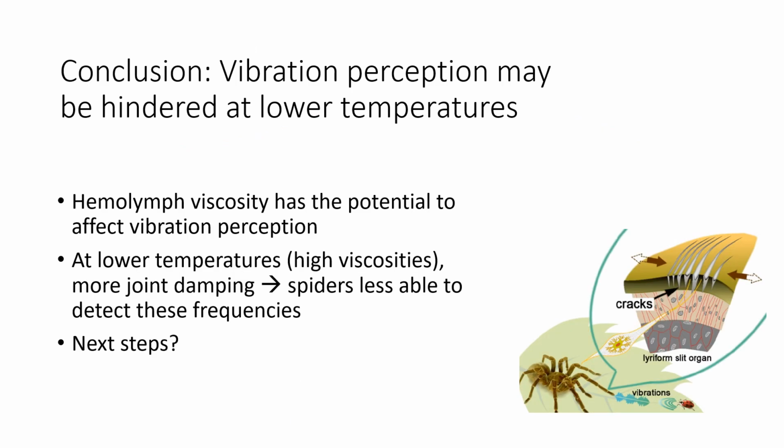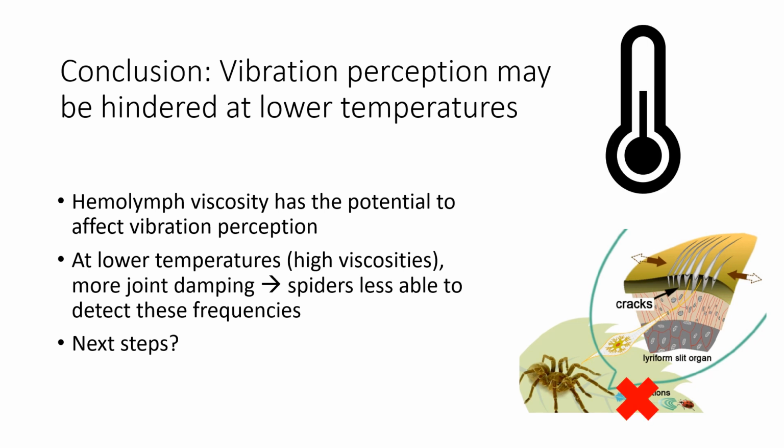So what does all of this really mean for this spider? Since the most consistent result in this study was that at lower temperatures and higher hemolymph viscosities, we were seeing more damping being contributed by the fluid, this tells us that vibration perception in these spiders may be hindered at lower temperatures. Furthermore, as I pointed out, a lot of this damping was occurring at higher frequencies, so this tells us that spiders might be less able to detect these frequencies when they reside outside of their optimal temperature range. So clearly we can see that temperature plays an important role in affecting the spider's sensory system.